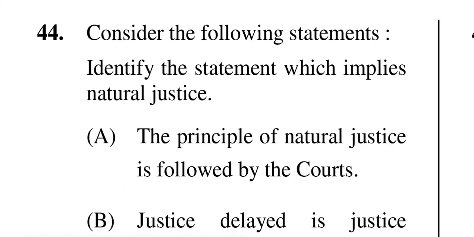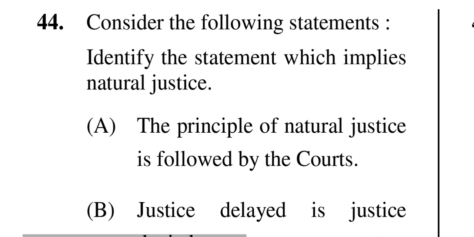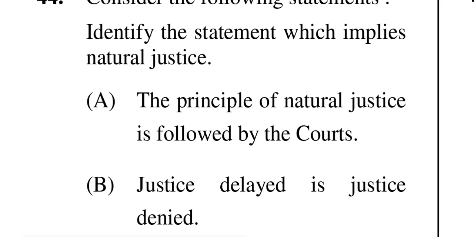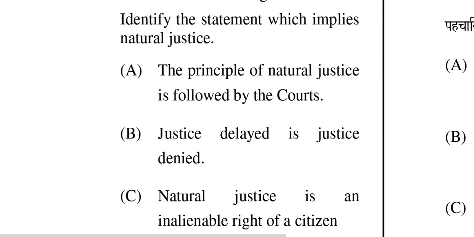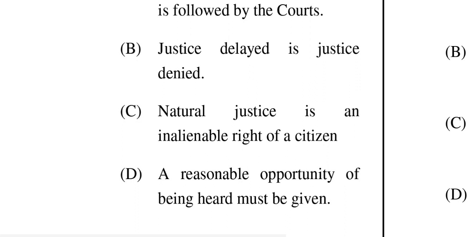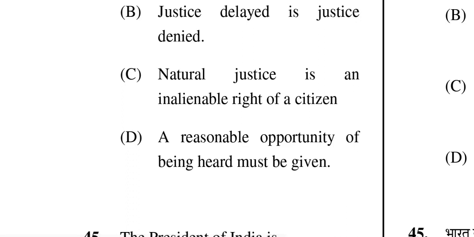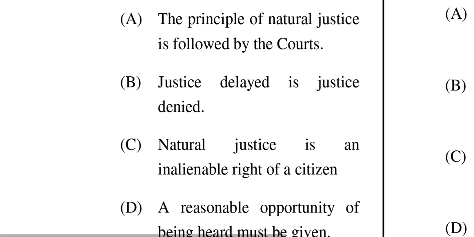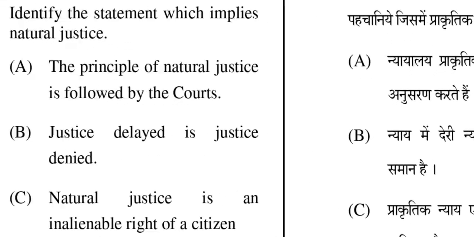44. Consider the following statements. Identify the statements which imply natural justice. The principle of natural justice is followed by the courts. Justice delayed is justice denied. Natural justice is an inalienable right of a citizen. A reasonable opportunity of being heard must be given. So what do you say?